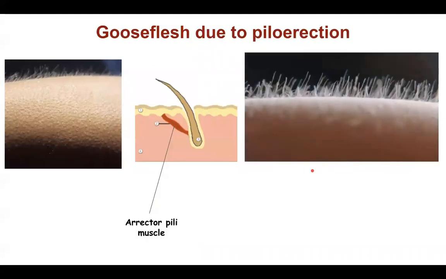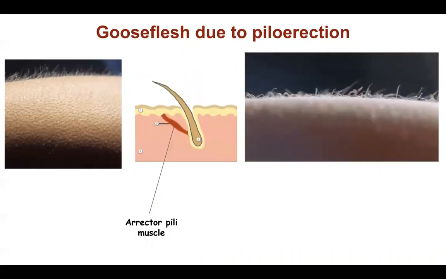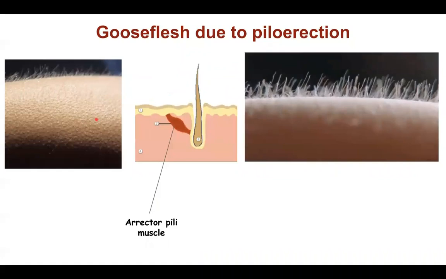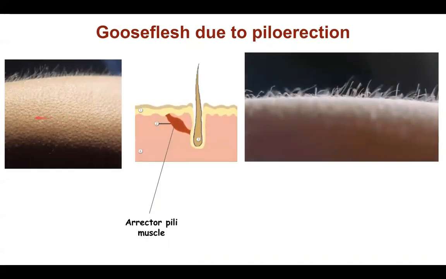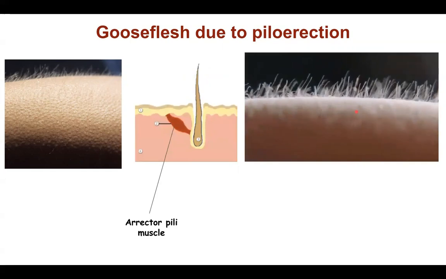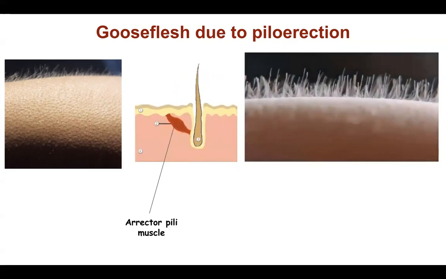Now there is one important phenomenon shown by hair, called goose flesh. This is due to piloerection. Now, what is goose flesh? Sometimes you must have observed that when we are frightened or scared, we have this pimply appearance on the skin. The hair stands on end like this. It can be due to static electricity. It can be that you are scared or afraid or a very strong emotion is displayed.